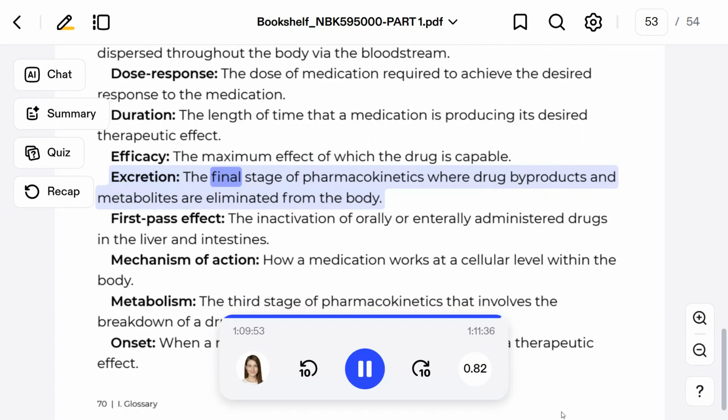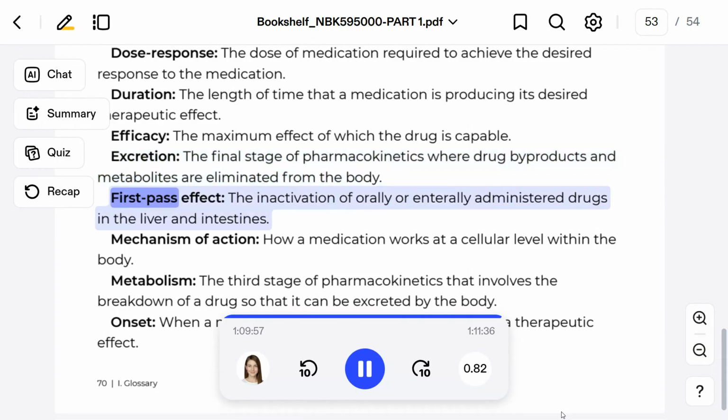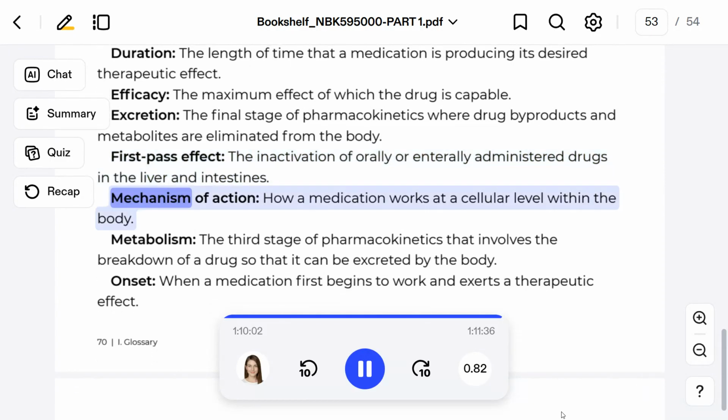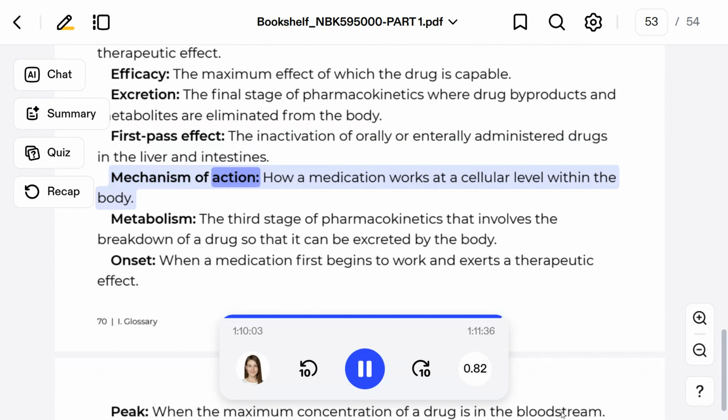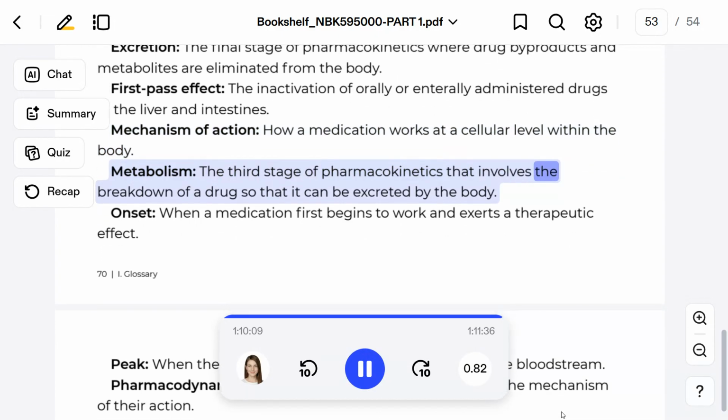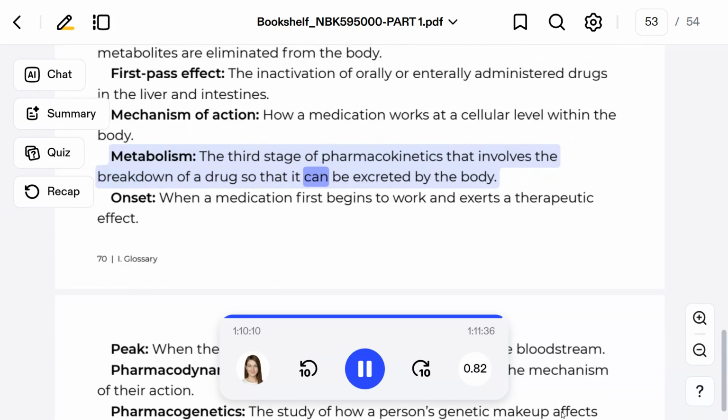Excretion, the final stage of pharmacokinetics where drug byproducts and metabolites are eliminated from the body. First pass effect, the inactivation of orally or enterally administered drugs in the liver and intestines. Mechanism of action, how a medication works at a cellular level within the body. Metabolism, the third stage of pharmacokinetics that involves the breakdown of a drug so that it can be excreted by the body.